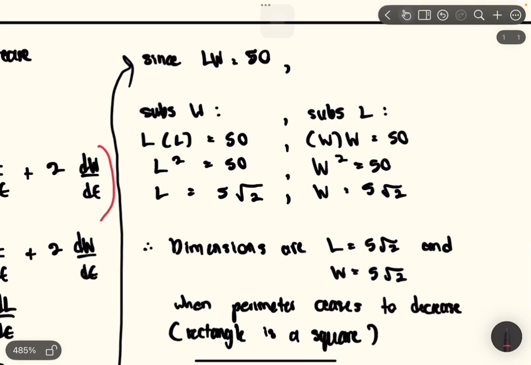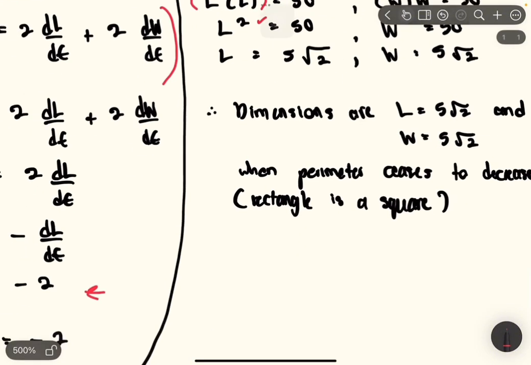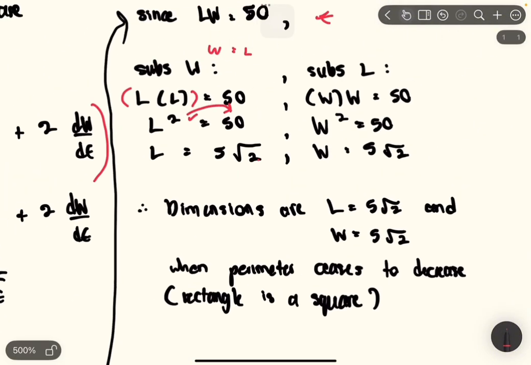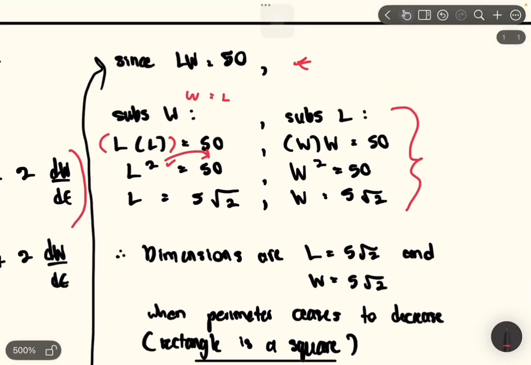Since LW equals 50, we substitute W, which again equals L. So L times L becomes L squared, and then the square goes to the other side, becoming 5 root 2. The same thing applies for W, and then you'll get 5 root 2.